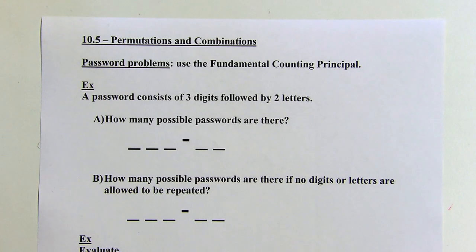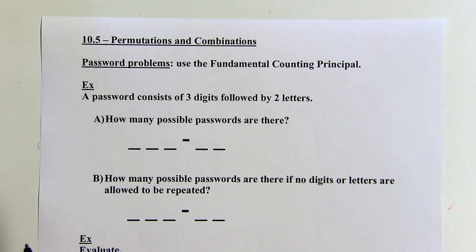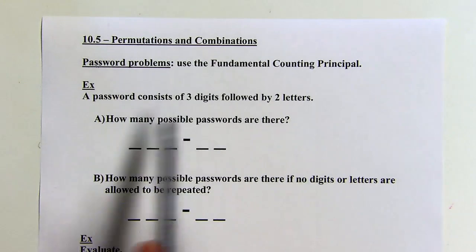Okay, here's 10.5. We're going to get into permutations and combinations. So first I want to look at some password problems, which you can definitely do using permutations. But I like to use the fundamental counting principle. I think that's the easiest way to do these, and I'll show you how this works.